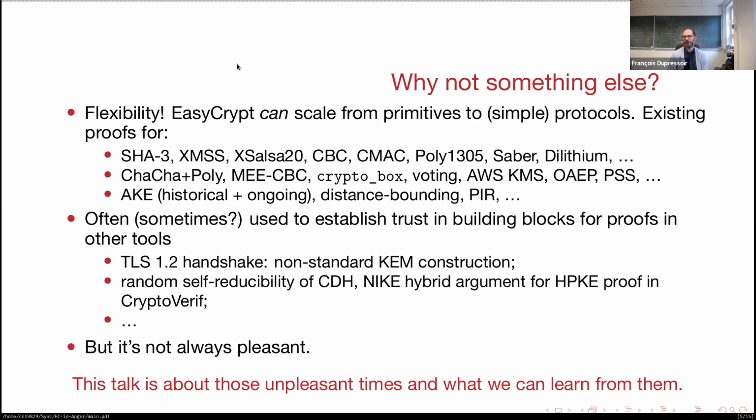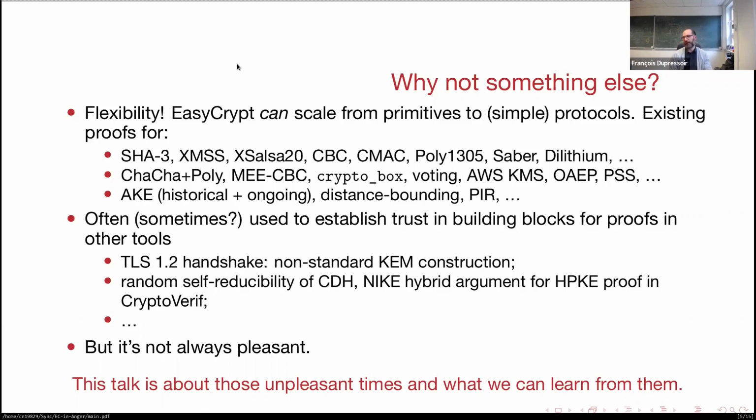So we can do proofs for primitives. We have a proof for SHA-3. We now have a proof for XMSS that should become public in a minute. I have a proof for XSalsa20. There are proofs for CBC, CMAC, Poly1305, a whole bunch of crypto constructions, including some that are very recent, like Saber and Dilithium. All of those are formalized in EasyCrypt as they are, not just abstractions of them, but really the concrete instances that are being standardized or have been standardized are the objects on which we have EasyCrypt proofs.